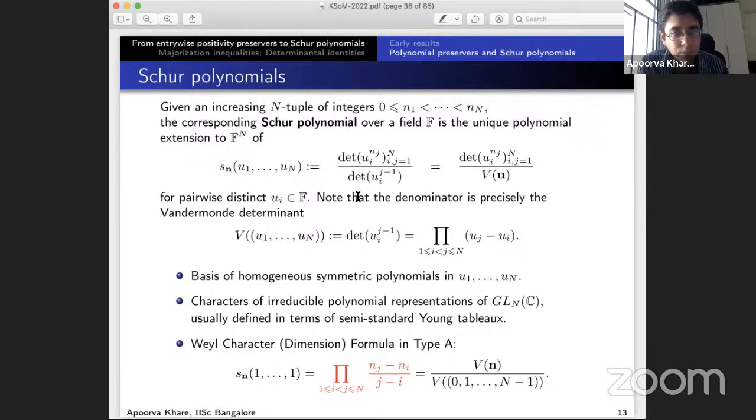Because these are polynomials, I can specialize to 1, 1, 1, 1, 1, which I cannot do in this definition, right? The u_i cannot be equal because I'm dividing by the Vandermonde term. But nevertheless, for the polynomials, yes. And so when I specialize them to 1, 1, 1, 1, 1, I get exactly the product that I told you about a couple of slides before, and that is the ratio of these two Vandermonde terms. Okay.